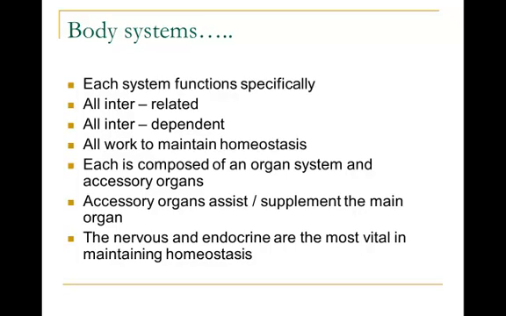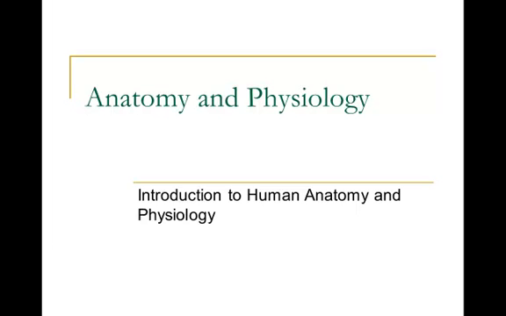And in every organ system, we have organs and accessory organs. The accessory organs help the main organ. So in the digestive system, for example, the main organ is the digestive tube, which includes the esophagus, the stomach, and the large and small bowel. Helping them are the other organs like the liver and the pancreas and the gallbladder. And as I said before, the nervous and endocrine system work together are the most vital when we're trying to maintain homeostasis. And that's the end of our clip.